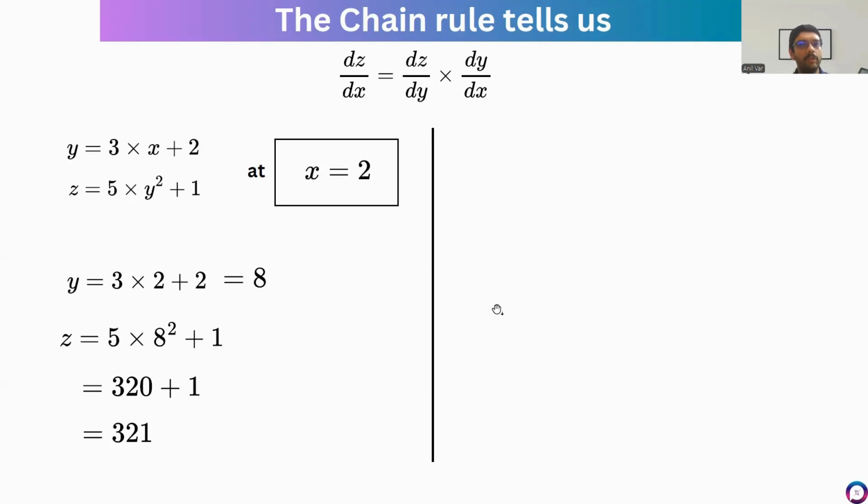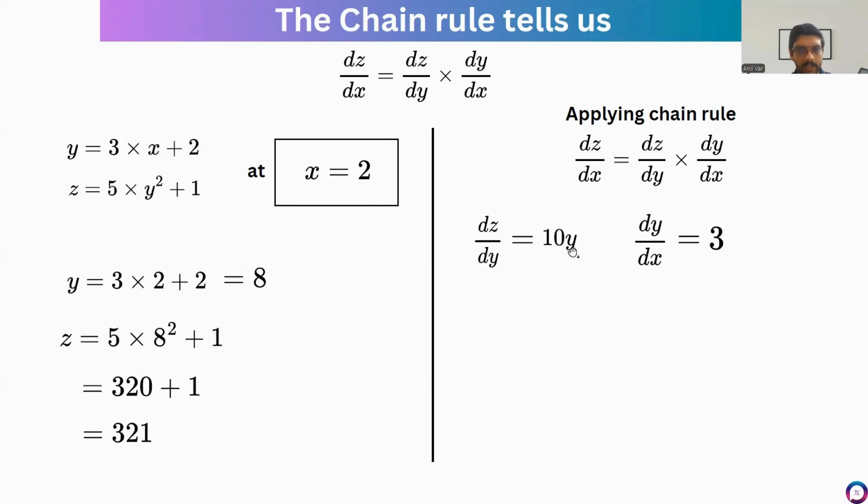So what am I going to do? I'm going to apply the chain rule. I'm not recomputing this for you. We've already done dz by dy is 10y. We've just done it on the previous slide or page. And dy by dx is 3. We've already computed that dz by dx was 10y times 3, or 30y.